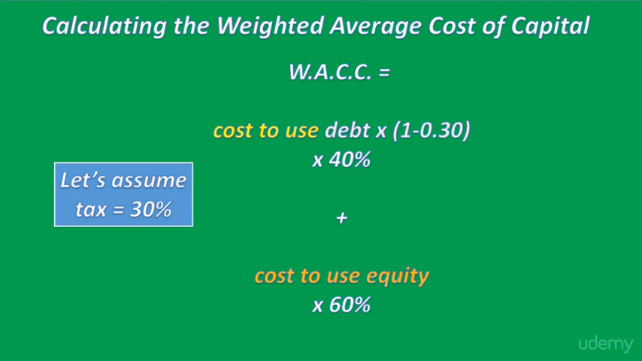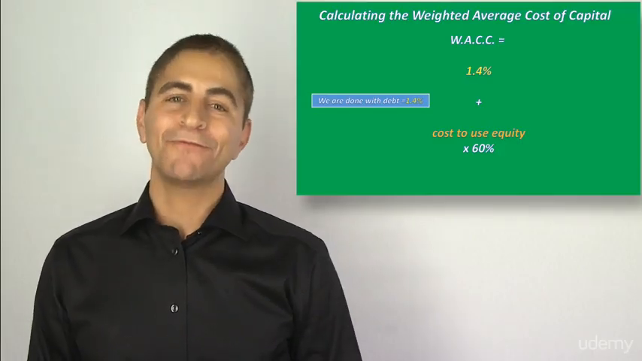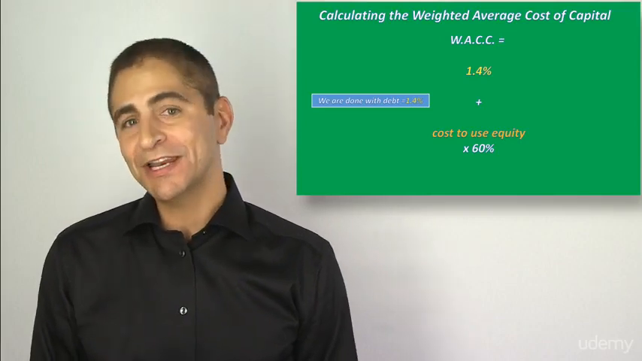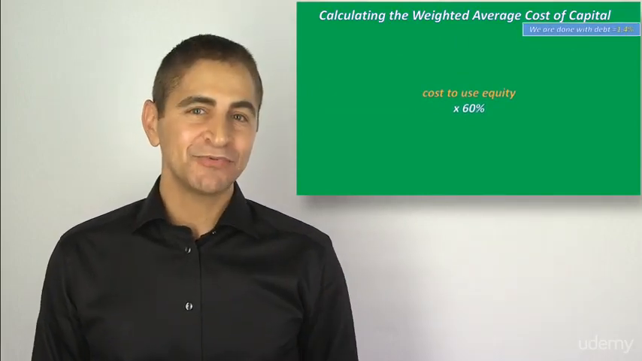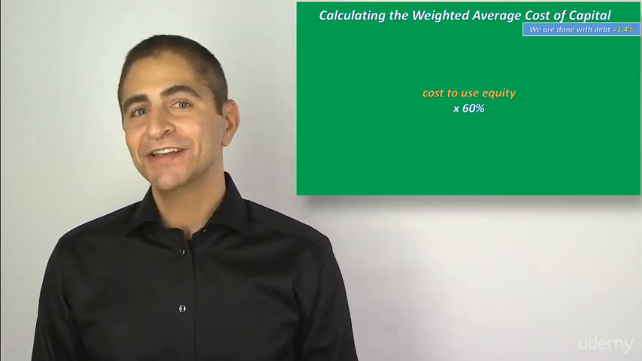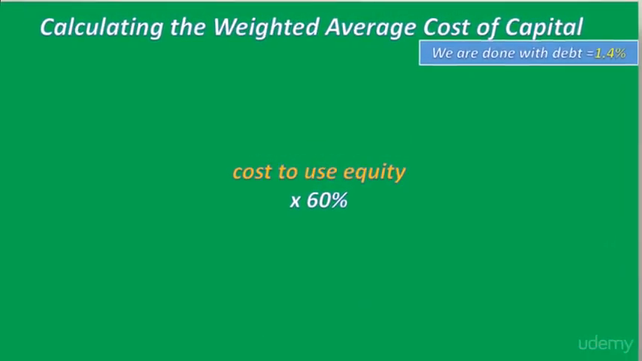Now, let's assume a bank loan would be 5%. Okay, someone's going to give you access to debt, right? They set the terms because you're getting a loan from them. So 5% times 0.7 times 40%, okay? We're getting there. All right, so we're done with debt. Our debt is 1.4%. Let's focus on the cost to use equity now, okay? So the cost to use equity times 60% is the remainder of this equation. And once we calculate that, then we have the weighted average cost of capital. So let's just tuck away the debt up in the corner there, okay?